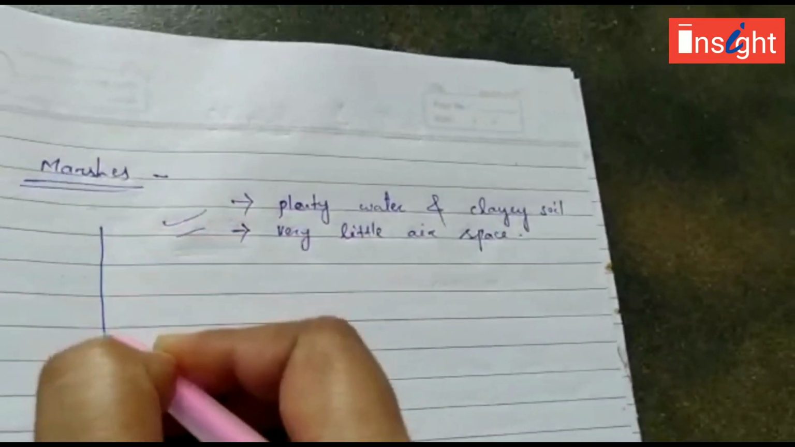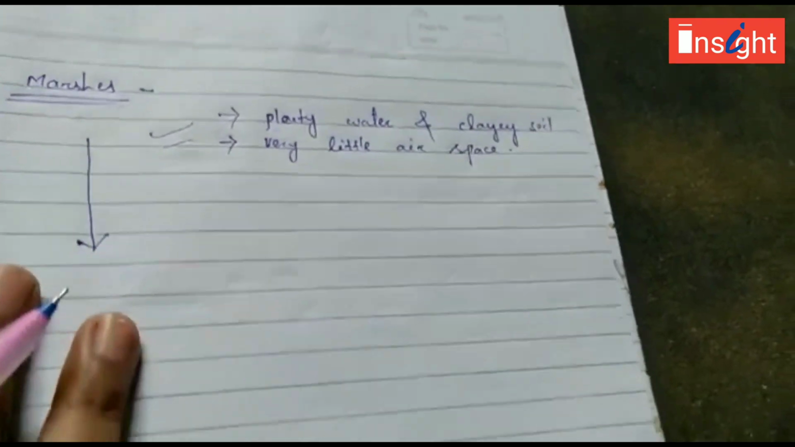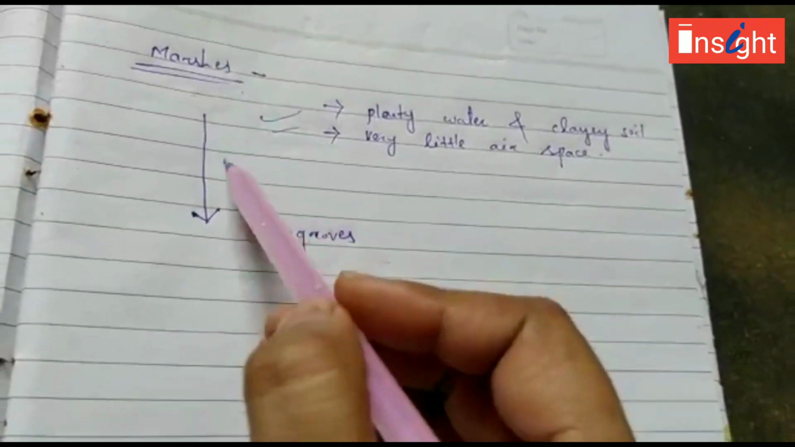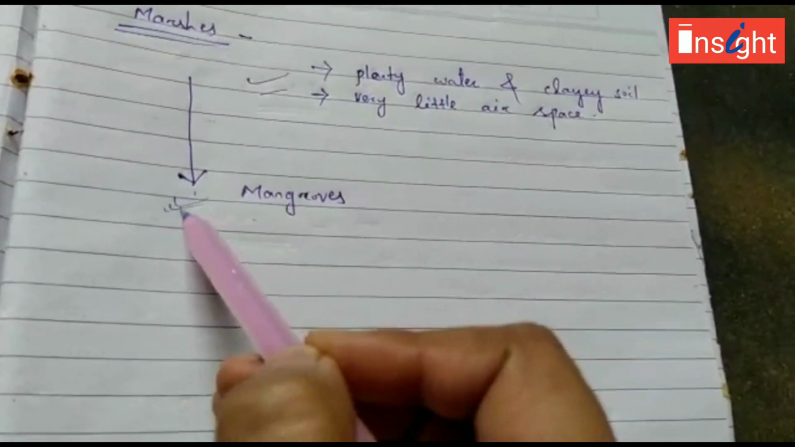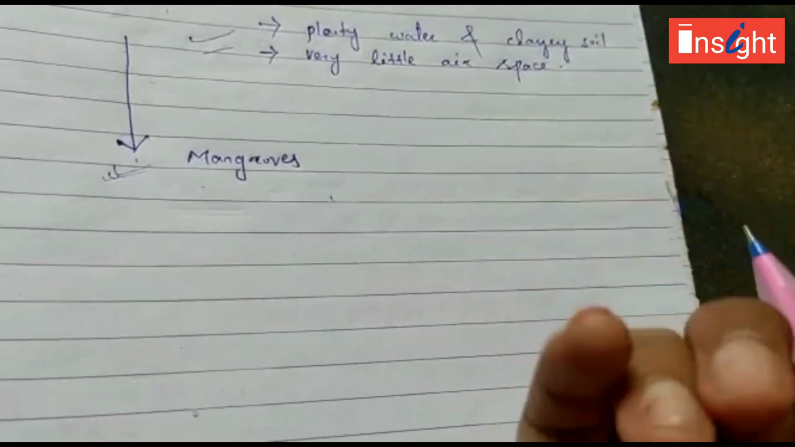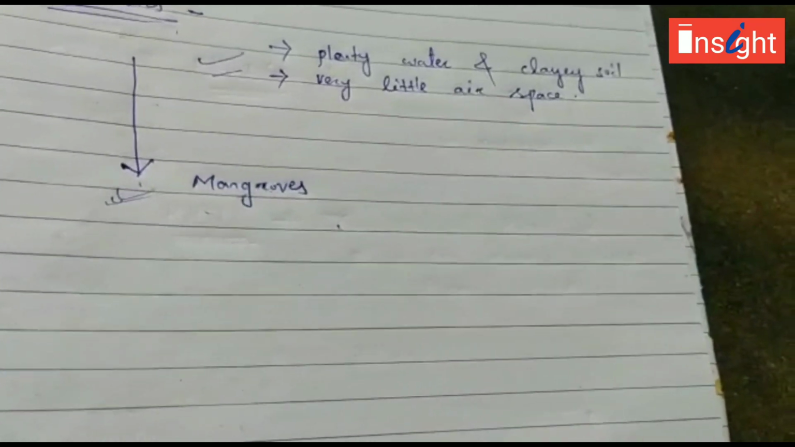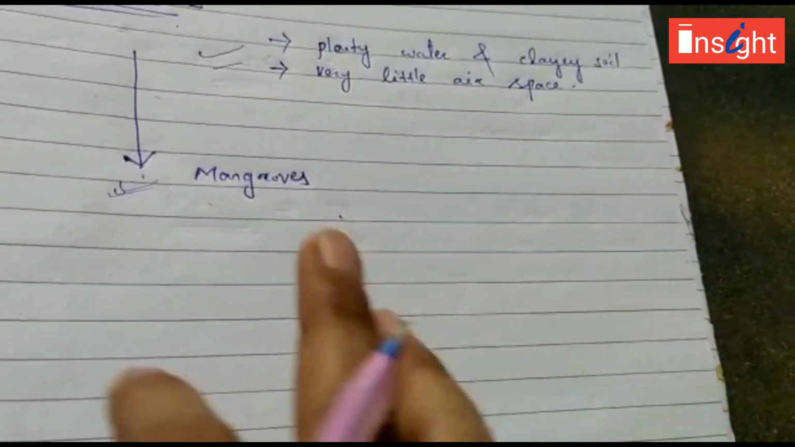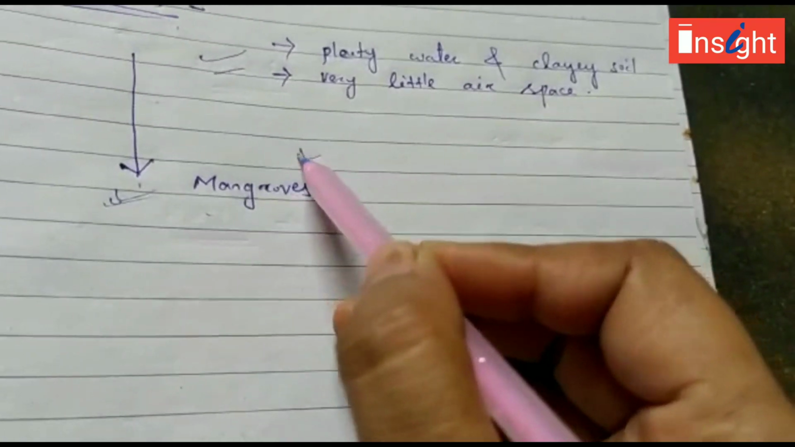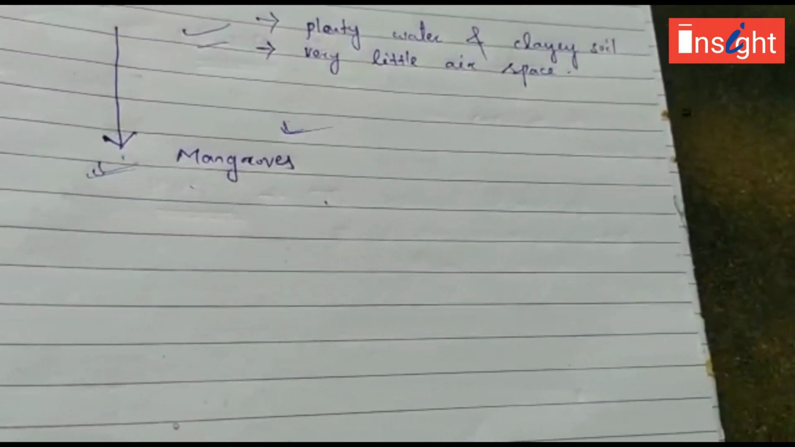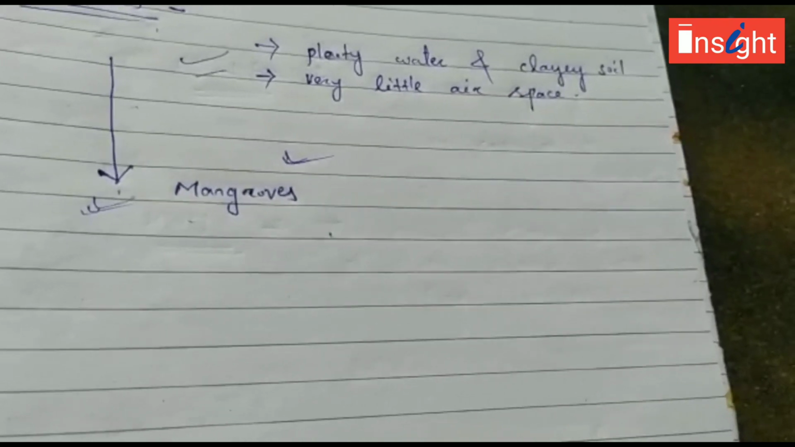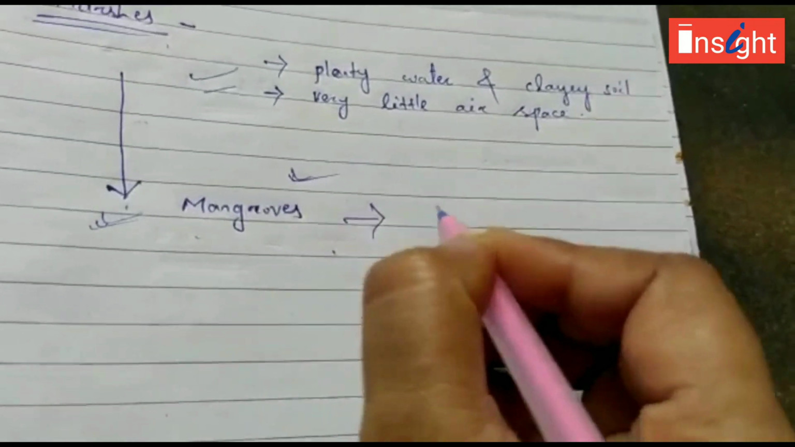The plants that grow in marshy areas are called mangroves. Mangrove roots are not able to take air from below the soil. That is why mangroves have special roots above the soil to breathe. These roots are not able to get enough air from the soil, so they have special roots that grow above the soil to breathe. Those roots are called breathing roots.